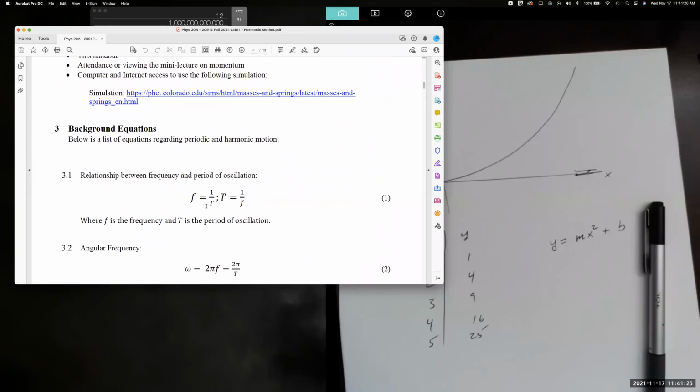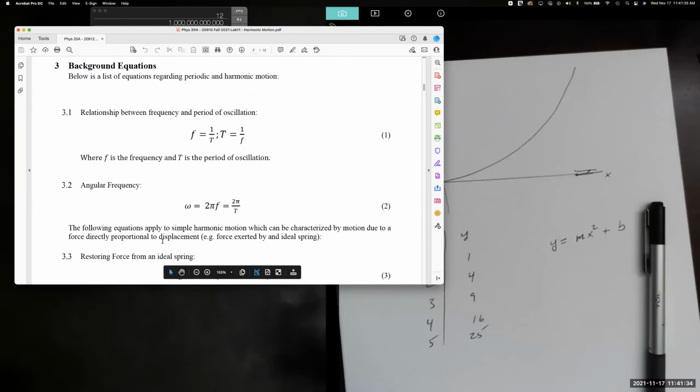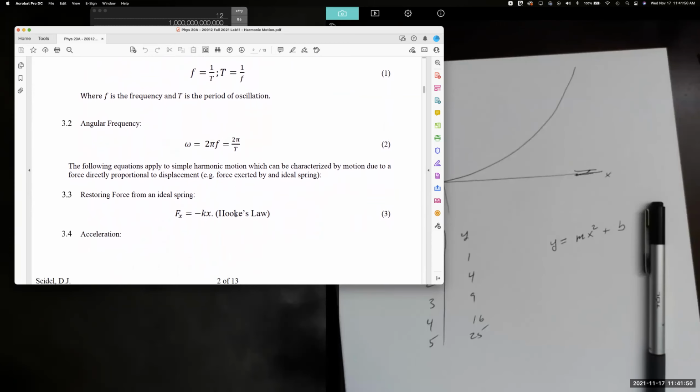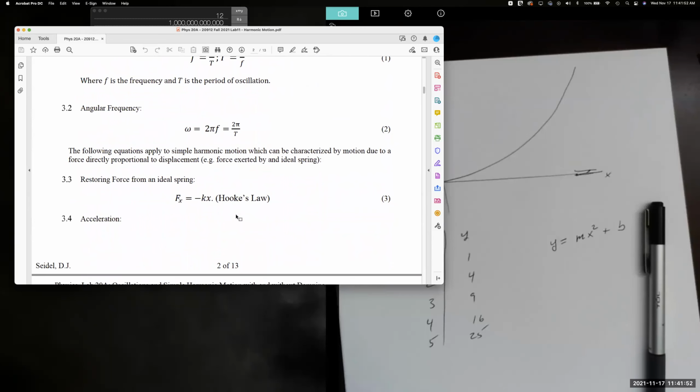So frequency is 1 over T, or T is 1 over f. This is the frequency and the period of oscillations. Our angular frequency, which we always have to do everything in, we want it in radians per second, is 2 pi f. f is revolutions per second, or that's 2 pi over T, where T is the period. For an ideal spring, we have a restoring force. F of x is minus kx. That's just Hooke's law.